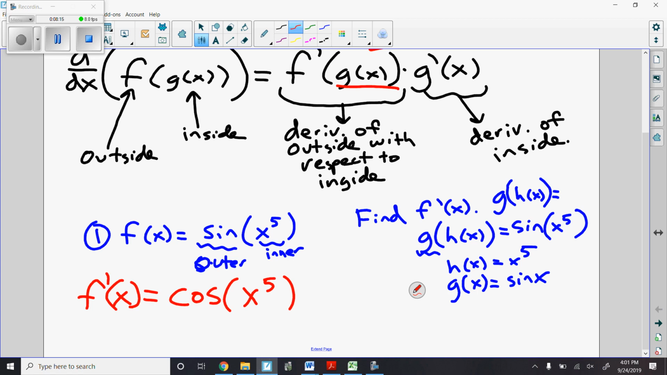I have to multiply by the derivative of the inner function. Well, my inner function is x to the fifth. The derivative of x to the fifth is 5x to the fourth. So I multiply on 5x to the fourth. Times, it's not plus, it's times 5x to the fourth. And there we have an accurate derivative.